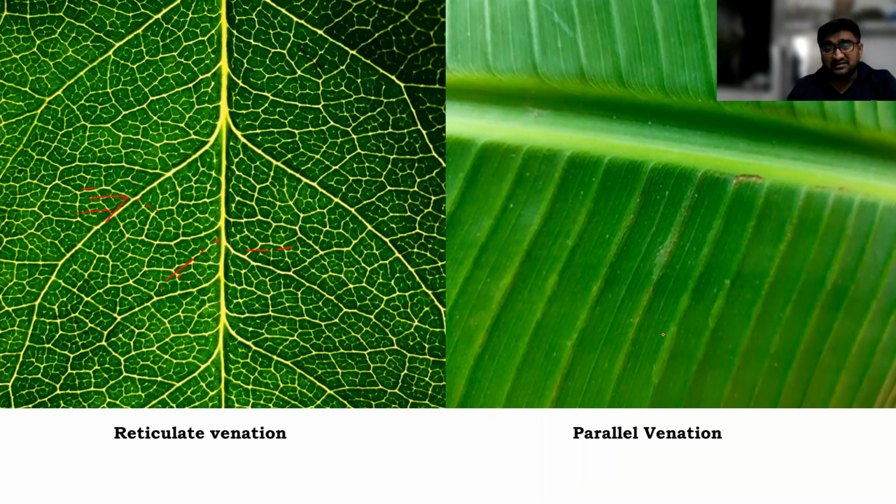While in the second case, the leaf of the banana plant, all the veins are arranged parallel to each other. Such venation is known as parallel venation. So in a banana plant, parallel venation is present, while in the peepal plant, reticulate venation is present. Reticulate venation is a characteristic of dicotyledonous plants, and parallel venation is a characteristic of monocotyledonous plants.